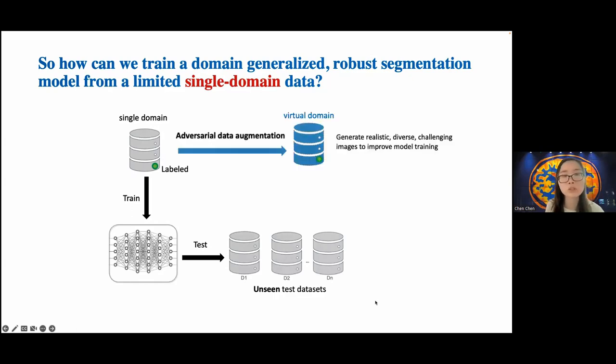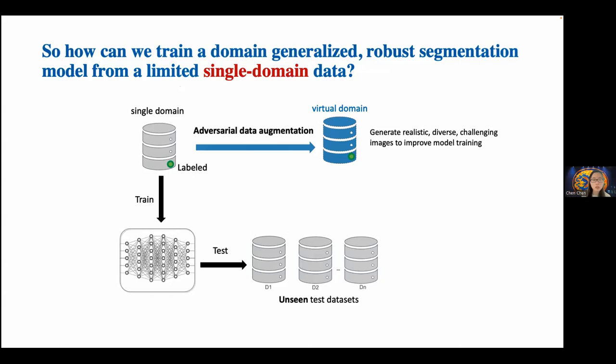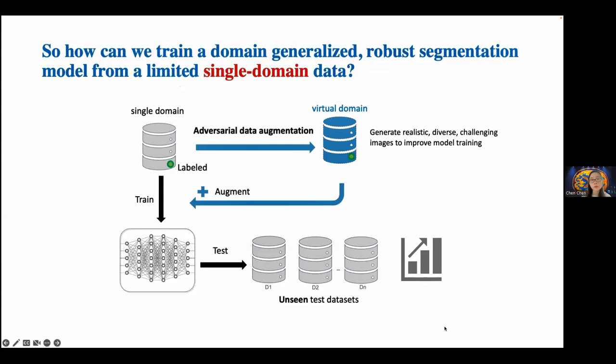Our approach is so-called adversarial data augmentation. The idea behind it is that we're trying to synthesize a virtual domain, which contains some realistic, diverse and challenging image variations to enhance the training data set. We add it into the original training data set and use it as data augmentation to improve the model training, with the hope that finally the performance on those unseen data sets can be improved.